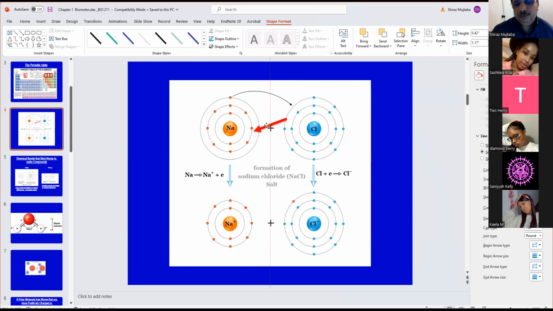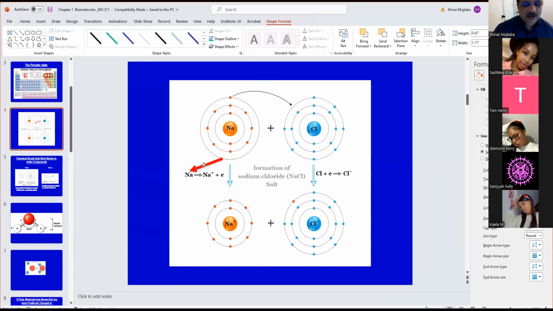But there's a process. When sodium loses an electron, the number of protons goes up. I repeat, when sodium loses an electron, the number of protons goes up. There is an equilibrium between protons and electrons that makes the atom neutral. When sodium loses 1 electron, the number of protons increases. Because of that, sodium becomes positively charged. So that's what is given here.